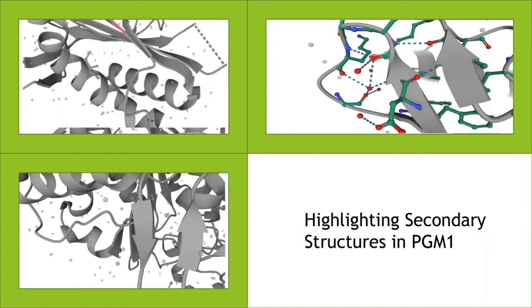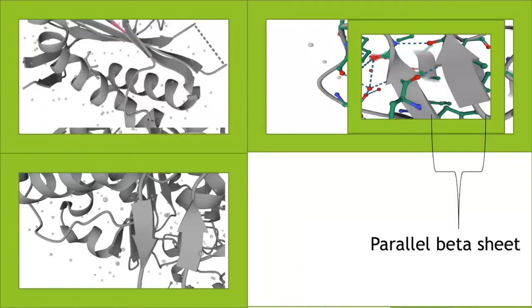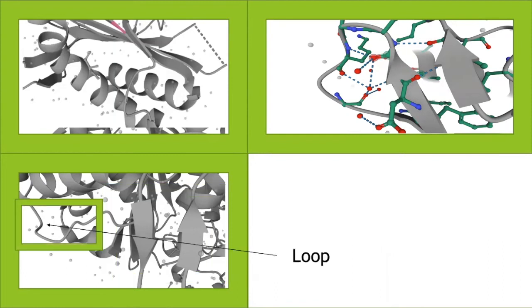Each of the green frames highlights these secondary structures. In the top left frame, there are 2 full alpha helices. In the top right frame, there's a parallel beta sheet denoted by 2 gray arrows pointing in the same direction. And in the bottom left corner, there is an anti-parallel beta sheet denoted by 2 gray arrows pointing in opposite directions. The bottom left frame also highlights a loop connecting the secondary structures.